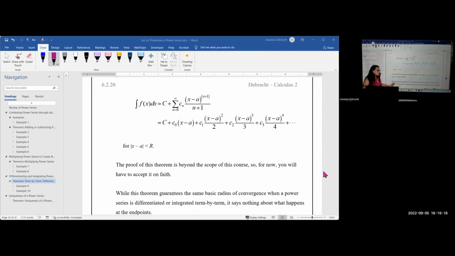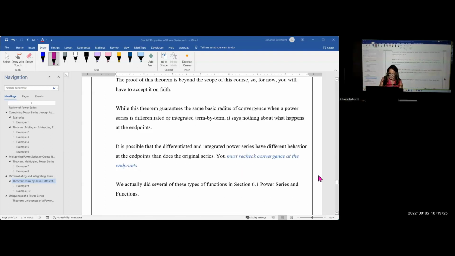Now, this theorem does guarantee that you can integrate and differentiate and get a new power series. It also guarantees that the basic interval of convergence stays the same, but it does not say what happens at the endpoints. So you'll have to check the left endpoint and the right endpoint of the interval of convergence separately. You're going to have to check them again. We actually did some of these in the first section of this chapter, section 6.1, when we were talking about power series and functions. So we've already done some of this.